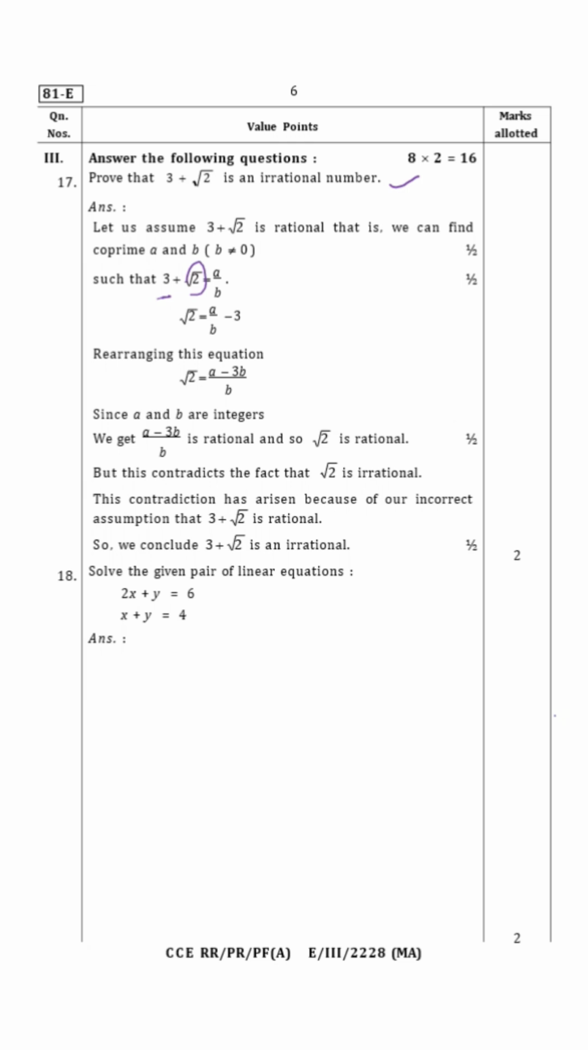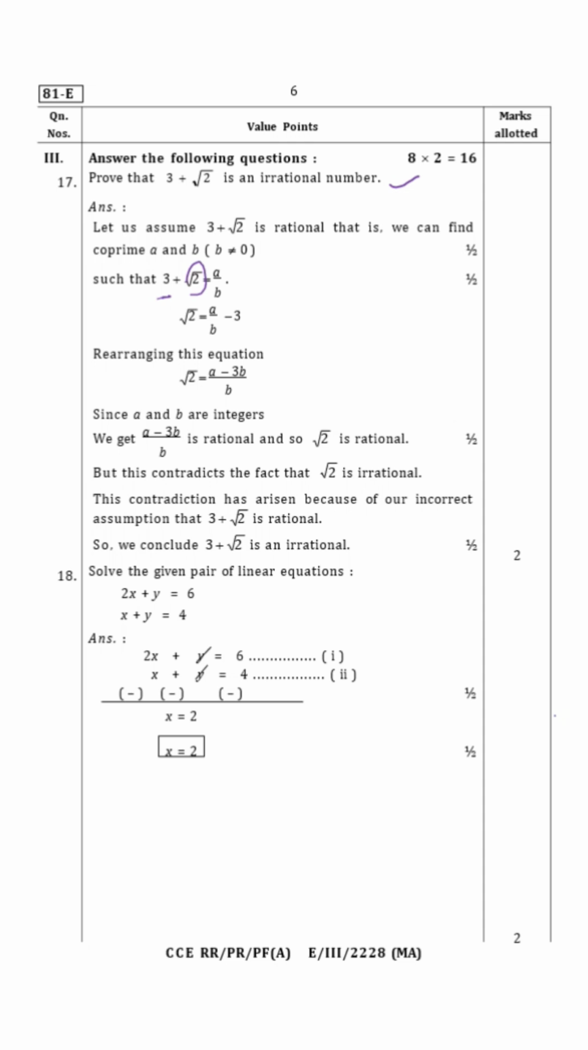We can subtract equation 2 from equation 1. So now we can cancel y and y. x is equal to 6 minus 4, that is equal to 2. So now we have x is equal to 2.